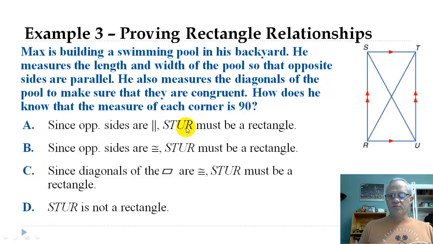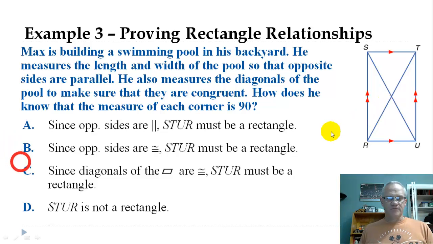Well, since opposite sides are parallel, it must be a rectangle. Actually, couldn't a parallelogram have opposite sides parallel? Yeah, so it's not that one. Opposite sides are congruent, it must be a rectangle. That could also be true for a parallelogram, so it's not that. D says it's not a rectangle, maybe, but let's look at C. Since the diagonals are congruent, it must be a rectangle. That's one of the things that makes something a rectangle, if the diagonals are congruent. So that would be C. Good.